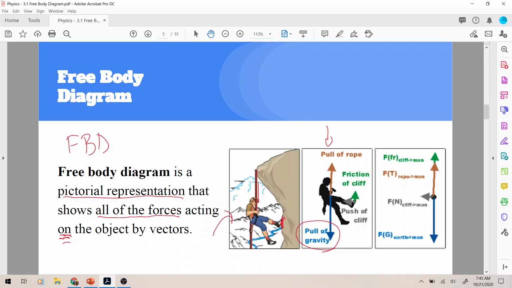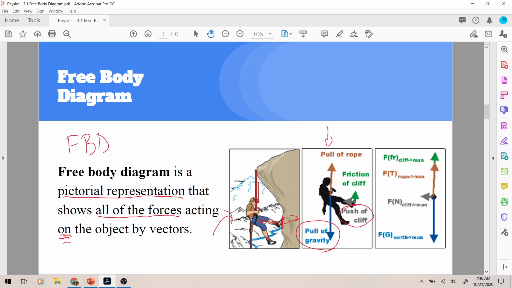He is pushing on the mountain, but this is not the force acting on him. What is acting on him? Action, reaction. When he's pushing on the mountain, the mountain is pushing back on him. So the push of the cliff is going to be the force on the hiker. We are not writing the things that the object is applying on its surroundings, but the forces acting on our object.